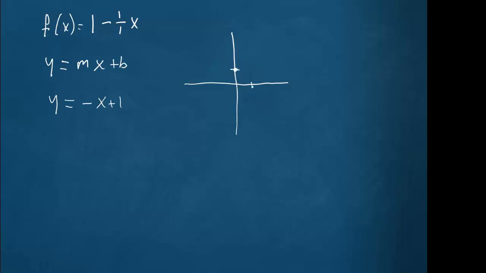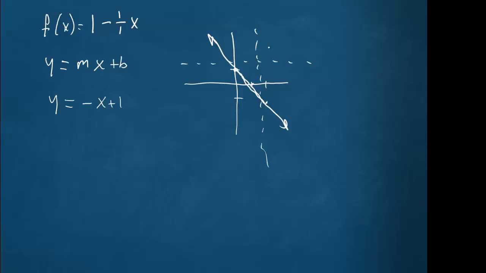So we'll go down 1 to the right 1 and down 1 to the right 1. And we can do that as many times as we want. And we will generate this line. Now we know that this is a one-to-one function since this will pass the vertical line test and the horizontal line test.